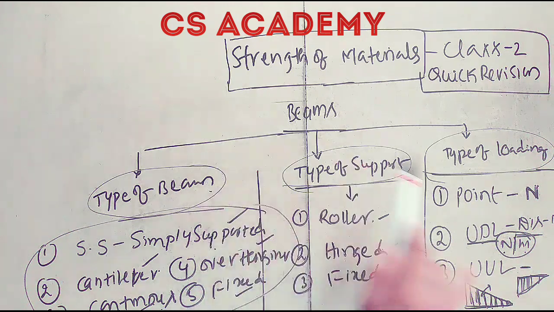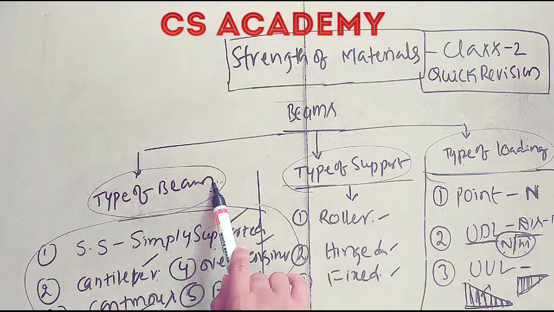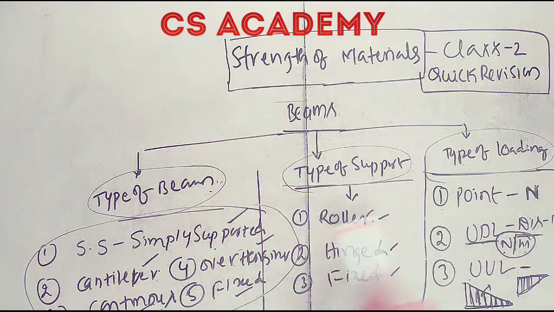Simply supported is a combination with point load, simply supported with UDL, simply supported with UVL. In a similar manner, cantilever with point load, cantilever with UDL, cantilever with UVL. The same for the overhanging beam: point load, UDL and UVL. That means the beam is combined with a type of loading, and we have to know each and every thing. Now I will explain each clearly.